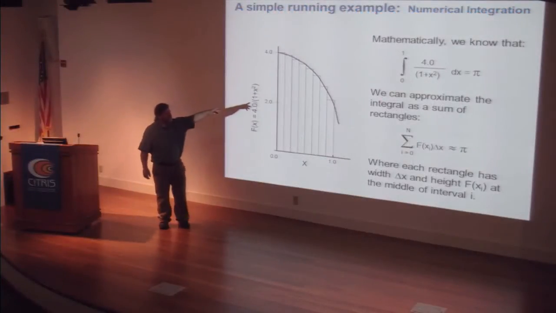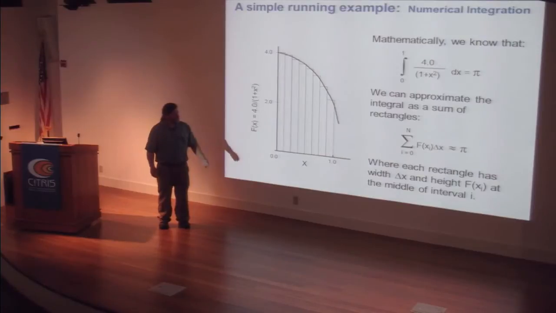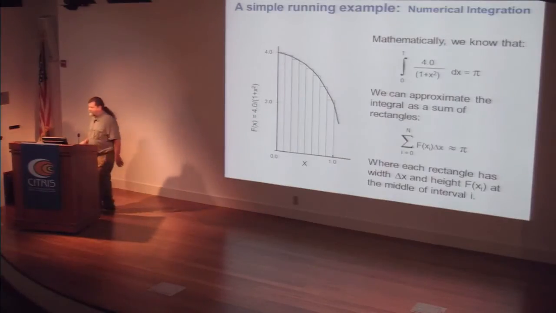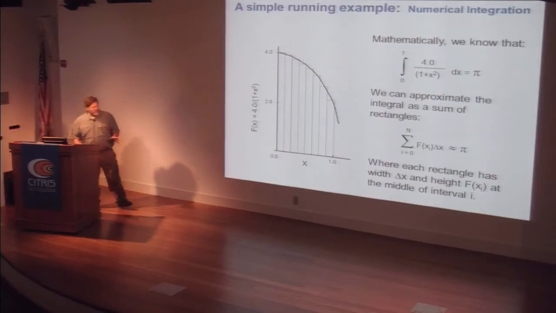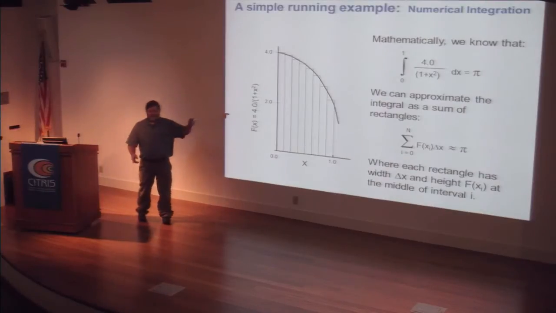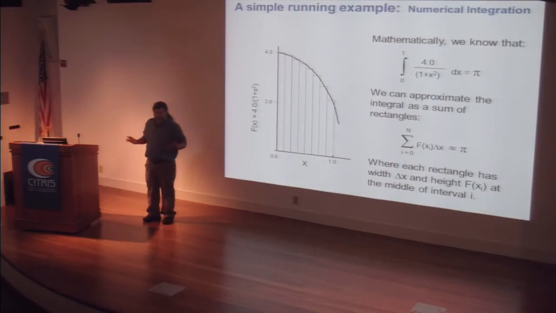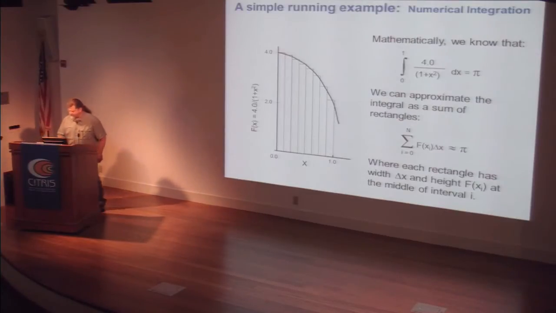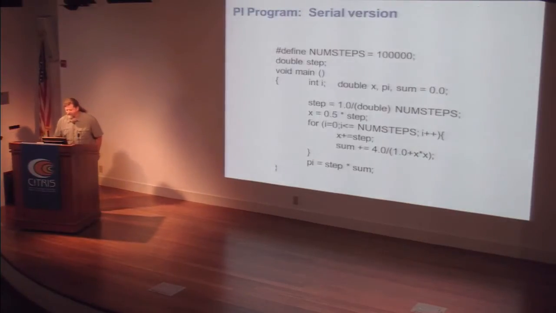It's just taking the integral of 4 over 1 plus x squared from 0 to 1 and approximating it as a sum over rectangles. This is the pictorial version of it. I just sum that up, and I get an approximation to that integral. And it's cool because I can check to see if I get the right answer. Unlike many people, I'm kind of weird. I care about, is it fast, and does it give the right answer? I do like to have the right answer at the end. That's another difference between me and computer scientists. They're not always as concerned about the right answer.